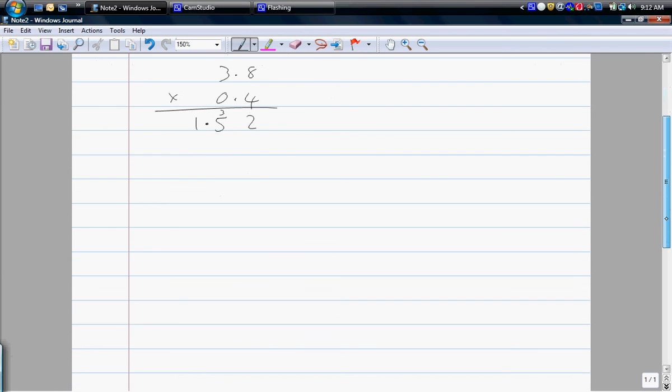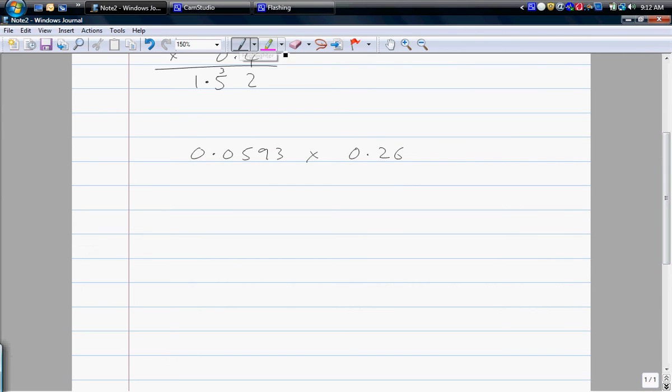Let me do one which is a bit more complicated. So we'll do 0.0593 times 0.26. Okay. Now, when I'm setting it out, I don't even need to think about the decimals. I could just do this as 593 times 26, just an ordinary multiplication with whole numbers. So 6 times 3, 18. 6 times 9 is 54. 6 times 5 is 30.